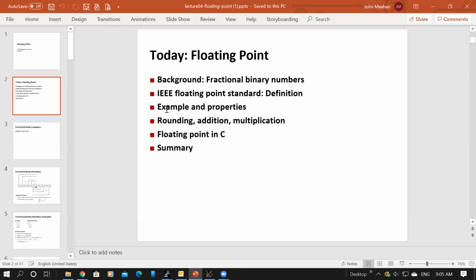So we'll look at examples of how we store things in the computer, the properties, ranges that it has, that sort of thing, and then some rounding considerations and what happens when we add floating point numbers and multiply them, and then how do we specify and deal with all this in the C language.